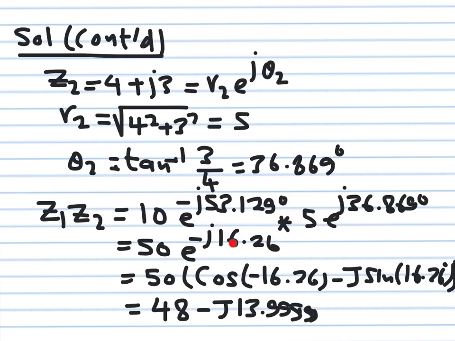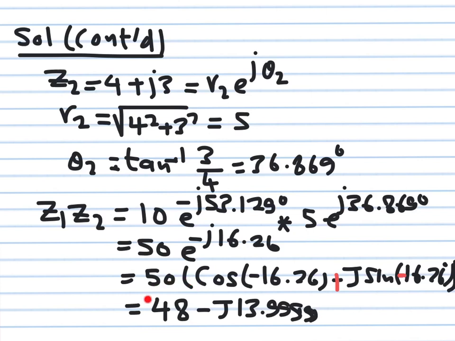You can use Euler's formula to convert this to cosine of minus 16.26 minus j sine of 16.26. Actually, I already moved the negative sign out. So I could have written it as plus here, and then you have the minus inside the sine, because the angle is negative, both are the same. If you find the cosine and sine multiplied by 50, you will get this answer.